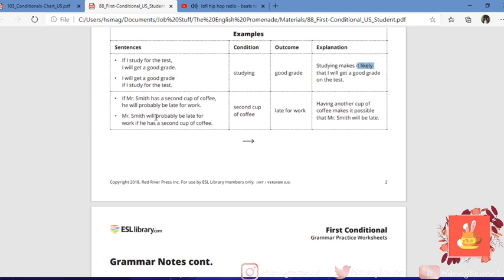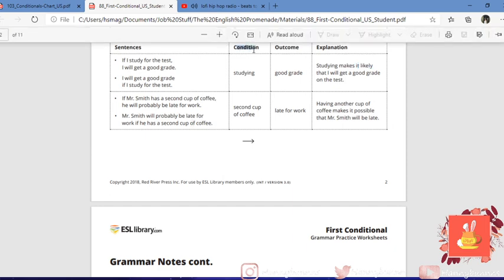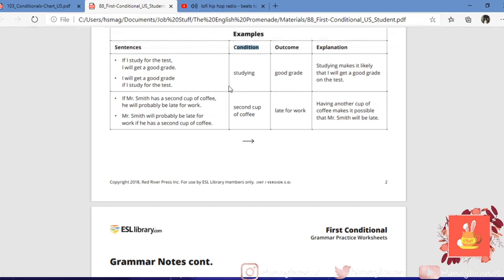If Mr. Smith has a second cup of coffee, comma, he will probably be late for work. Or Mr. Smith will probably be late for work if he has a second cup of coffee. So the condition is the second cup of coffee, and the outcome is he will be late for work. Condition here is just a fancy way of saying the cause, what is going to result in the outcome. And of course, the outcome is the result. The explanation: having another cup of coffee makes it possible that Mr. Smith will be late.